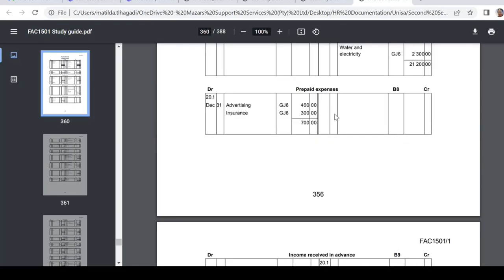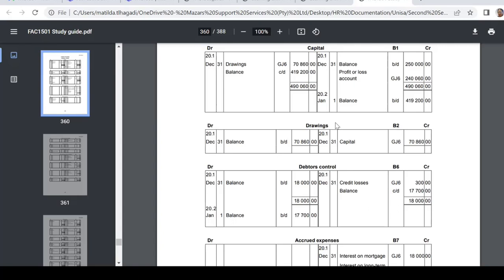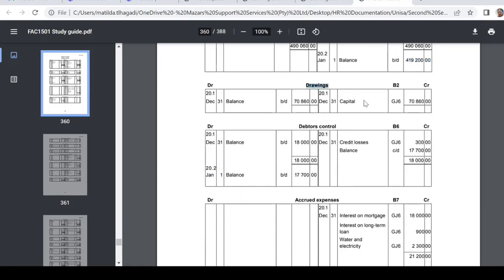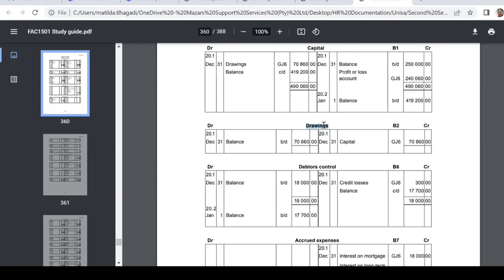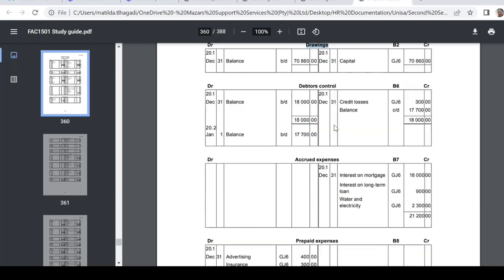So basically now, this comes from the opening trial balance, and this comes from the profit and loss account. And this is the new balance of the capital account, which is 419,200. The drawings account, there's nothing, because this balance has moved out to the capital account. So there is nil in this account.